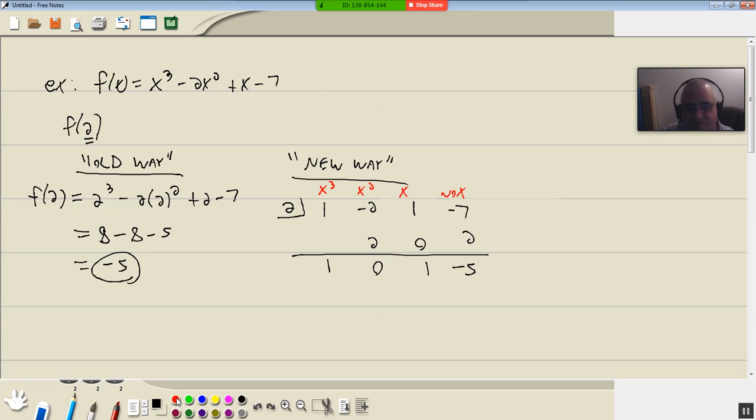you're going to get this. Now look at what your remainder is. Your remainder happens to match what our answer is. That's no coincidence. That's what the remainder theorem says. It's just another way of evaluating a polynomial function. You can just plug in synthetic division, your remainder is your answer. Okay, let me clear that off.